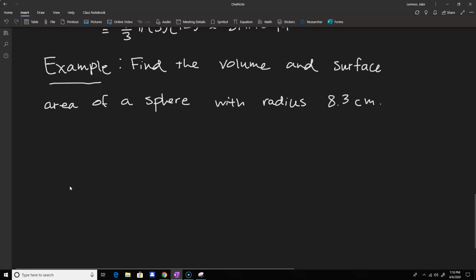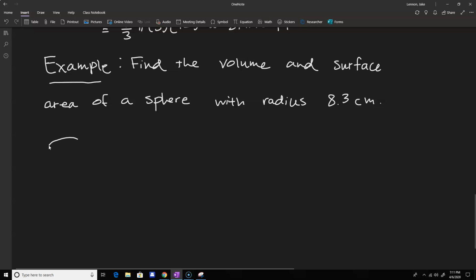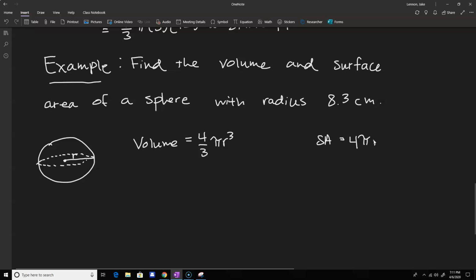So here are the two formulas. A sphere again is just basically the shape of a perfect ball. So it's the three-dimensional analog to a circle. So if we call that the radius, the two formulas, the volume of a sphere is given by 4/3 pi r cubed, and the surface area is given by 4 pi r squared.